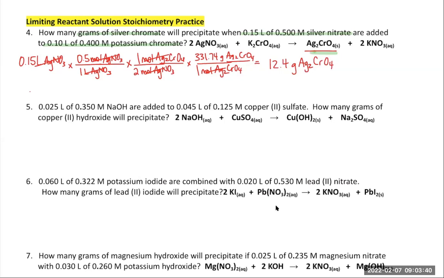But remember, it takes both reactants in order to produce some product. So I need to know how much product my other reactant can make as well. So I will do another stoichiometry problem, this time also starting with my volume. 0.1 liters of potassium chromate, K2CrO4. I'm going to use that molarity as a conversion factor. I know that there's 0.4 moles in every 1 liter of this potassium chromate.